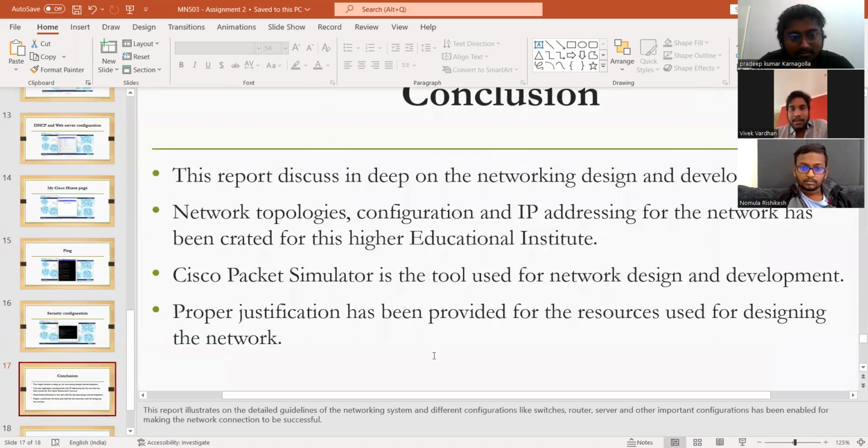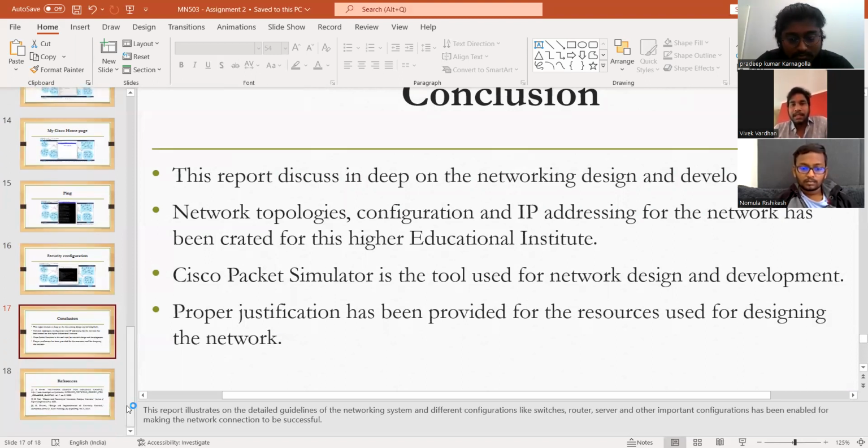This report illustrates detailed guidelines of the networking system and different configurations like switches, routers, server, and other important configurations enabled for making the network connection successful. This report discusses in depth the networking design and development, network topologies, configuration, and IP addressing for the network created for the higher educational institute. Cisco Packet Tracer Simulator is a tool used for network design and development. Proper justification has been provided for the resources used for designing the network.